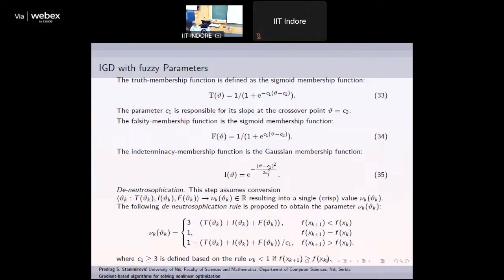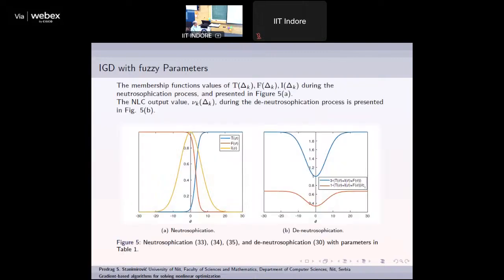Then after neutrosification, we use the neutrosification rules. Here are the rules for how we carefully defined the membership functions. Here is the situation when the goal function decreases during iterations, we use the above values. Here is the opposite situation.